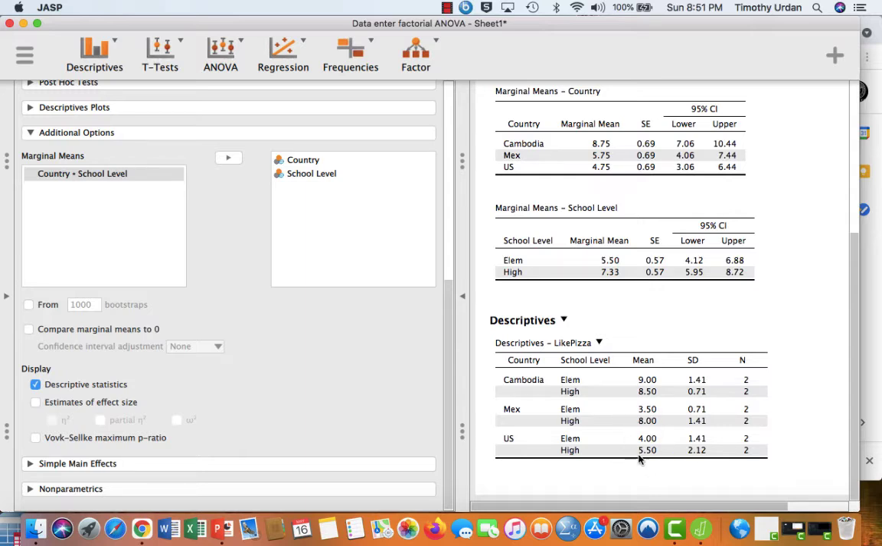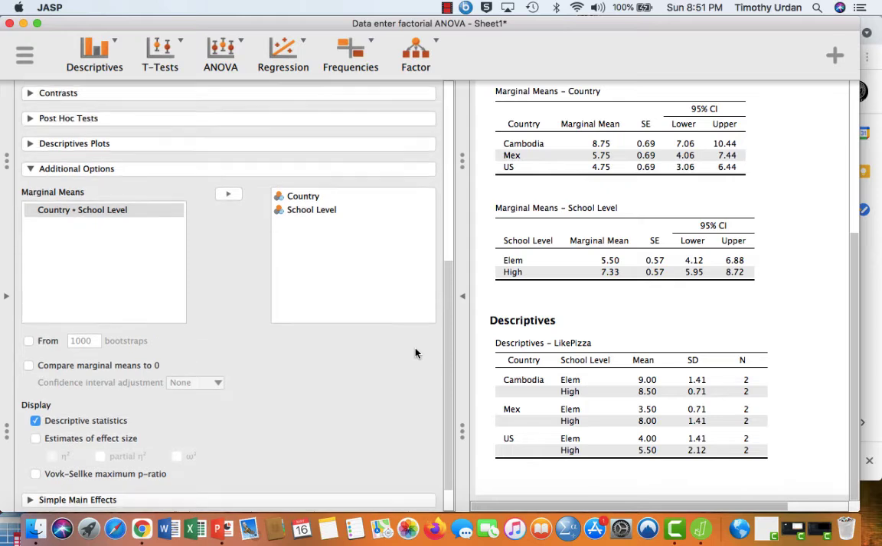Here you can see there's not much difference in these means, but elementary school kids are lower than high school kids in the US, and elementary school kids are lower than high school kids in Mexico, but elementary school kids are a little bit higher in Cambodia than high school kids. That is also looking like an interaction.